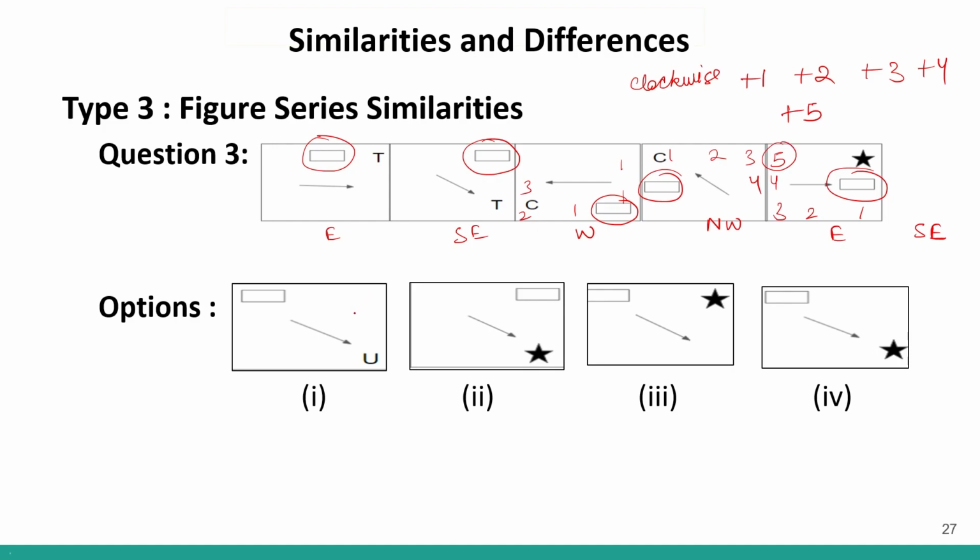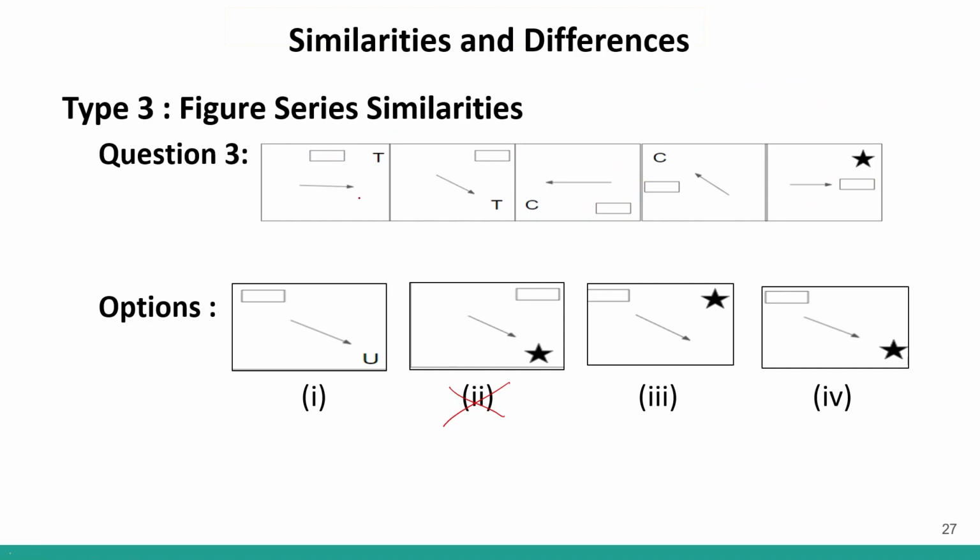In this corner, we have only options 1, 3, and 4. So option 2 is eliminated. Now, we check for the rectangle and we check for the arrow also. Here I can see that T is at this position, then it moves forward 2 positions and disappears. Then we get C, which also moves forward 2 positions and disappears. Then we get the star.